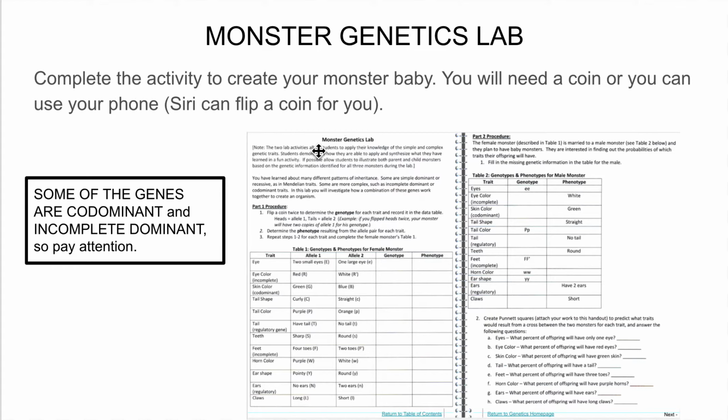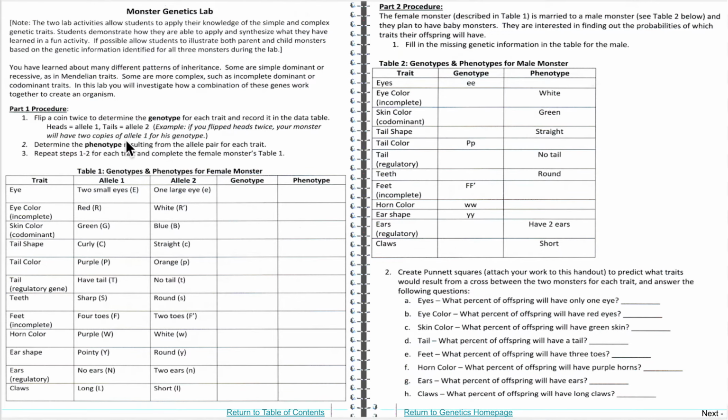All right. So the way you're going to do this is you're just going to flip a coin. And you've got to flip a coin twice for each trait. So my first trait here is for how many eyes you have. The dominant version is 2 small eyes. The recessive version is 1 large eye. If you get a heads, that's going to be allele number 1 from this column. If you get a tails, it'll be allele number 2 from this column.